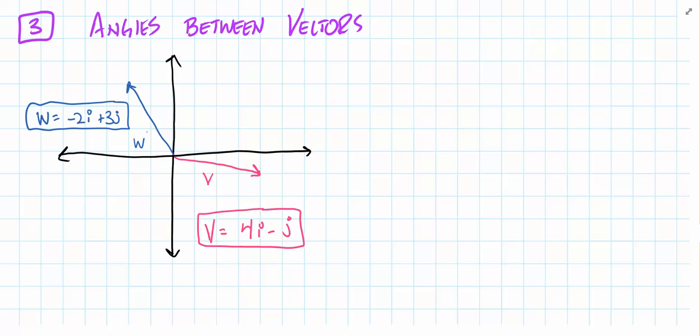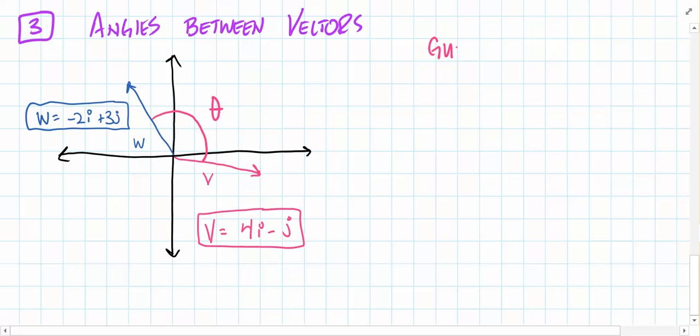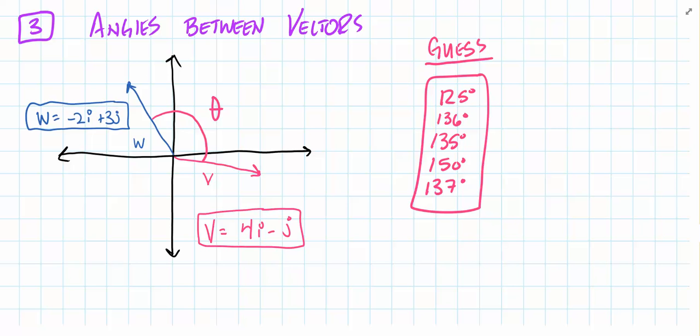And here is what I'd like you to take a guess on. You see this angle here between these two? We're going to call that angle theta. I would like you and your table to come up with your best guess as to what you think that angle is. Wow. So check out our guesses there. We have 125, 136. So these are our guesses based on this angle, okay?